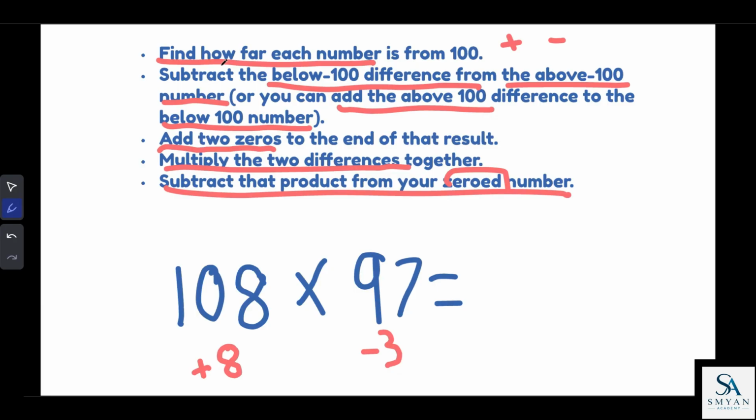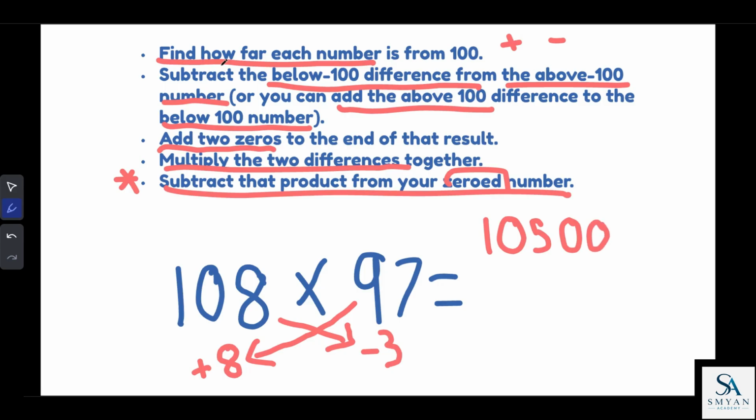Alright, moving on, we subtract the below 100 difference from the above 100 number. You could do it this way, which would be 108 minus 3. You see, that's exactly why I put it there. Or you could do it the other way: 97 plus 8. Up to you, but either way you do it, you should get 105 as that first number. Let me write it over here because we're still going to have to do that subtraction part, the last step right here. Okay, so we should get 105. Now you add 2 zeros to this number, which means literally writing 2 zeros to the right of it.